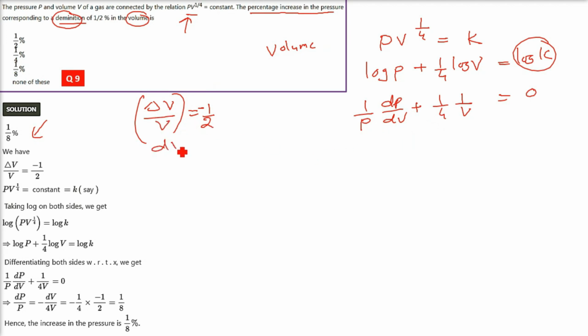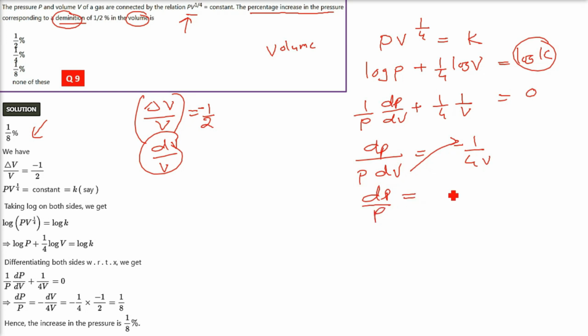That is what we are going to use in what we have just differentiated, and try to find out dP by P, because we have to find out the percentage increase in the pressure corresponding to this delta V by V. So I'm just relocating things so that I can get dV by V somewhere and dP by P somewhere. So we have dP by P here, dV goes on the top on the right hand side, dV by V. Now dV by V is already known to us, that is going to be negative half, so minus 1 by 4 into minus 1 by 2 is going to be 1 by 8, negative becomes positive. dP by P is 1 by 8.